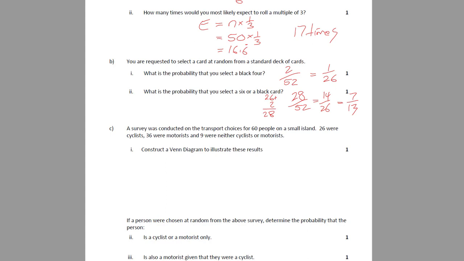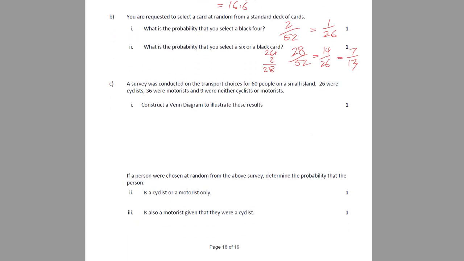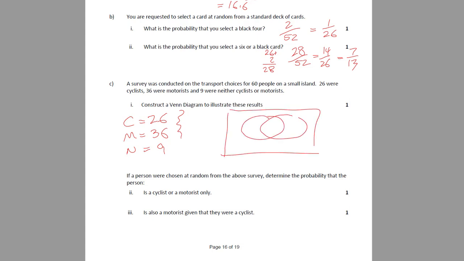C, a survey is conducted on the transport choices for 60 people on a small island. 26 for cyclists, 36 motorists. Okay, so we've got cyclists 26, motorists 36. We've got potential overlap here because someone could be both. And 9 were neither. There's no overlap there. You're either a cyclist or a motorcyclist or both or neither. So let's start our Venn diagram. Clearly our 2 categories are cyclists and motorcyclists with some potential overlap. The neither is in here.